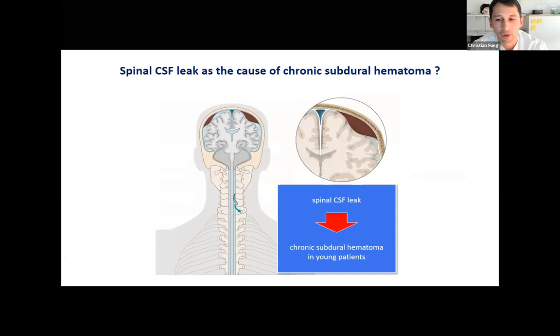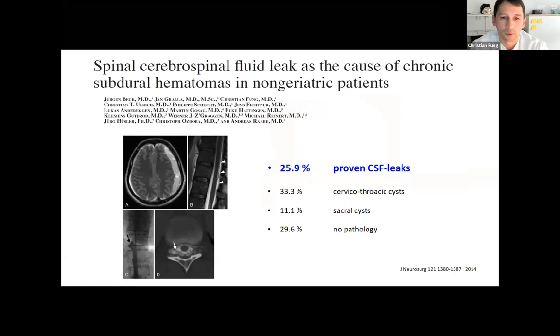chronic subdural hematoma. This downward displacement of the brain within the skull can cause chronic subdural hematoma. And we have investigated this in an earlier publication, 2014, where we systematically screened patients presenting with a chronic subdural hematoma to our department, patients being younger than 60 years of age. So not the old patients, but patients being younger than 60 years of age.